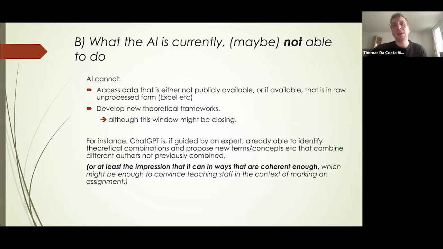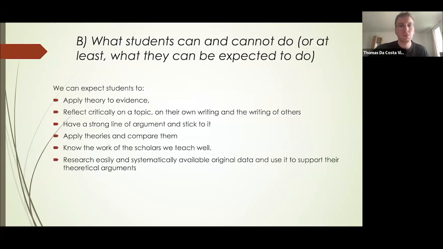And of course, it might be able to do it in ways that are convincing enough, even if inaccurate or fuzzy and just not perfect. It can be coherent enough and convincing enough, especially for someone grading an assignment. Students are not yet using it that way, but they might. So this is what the AI can and cannot do.